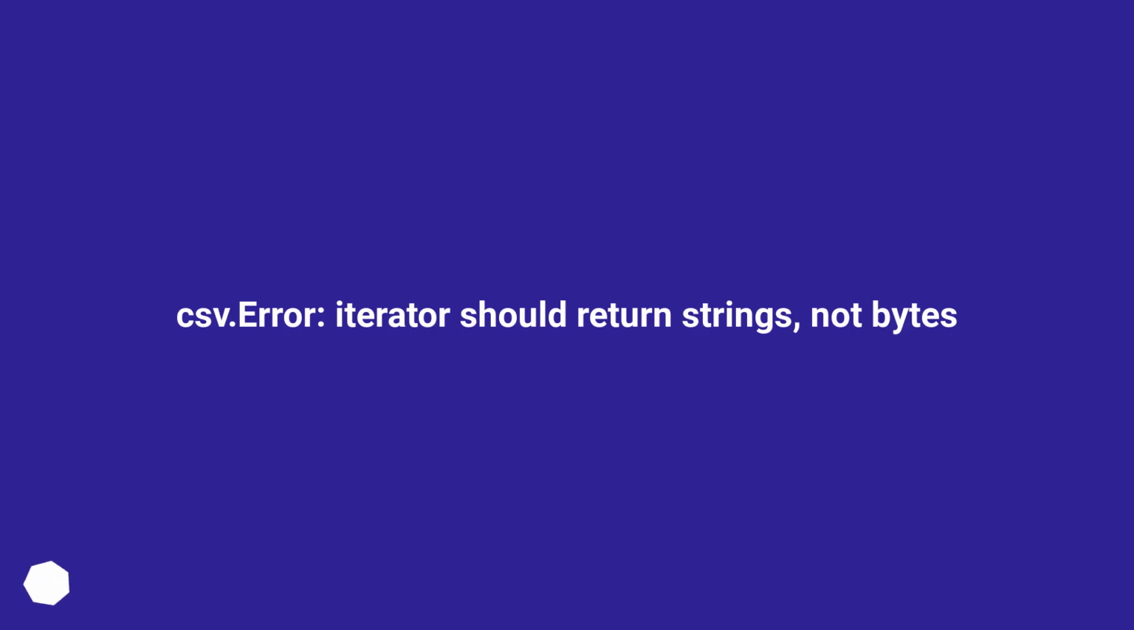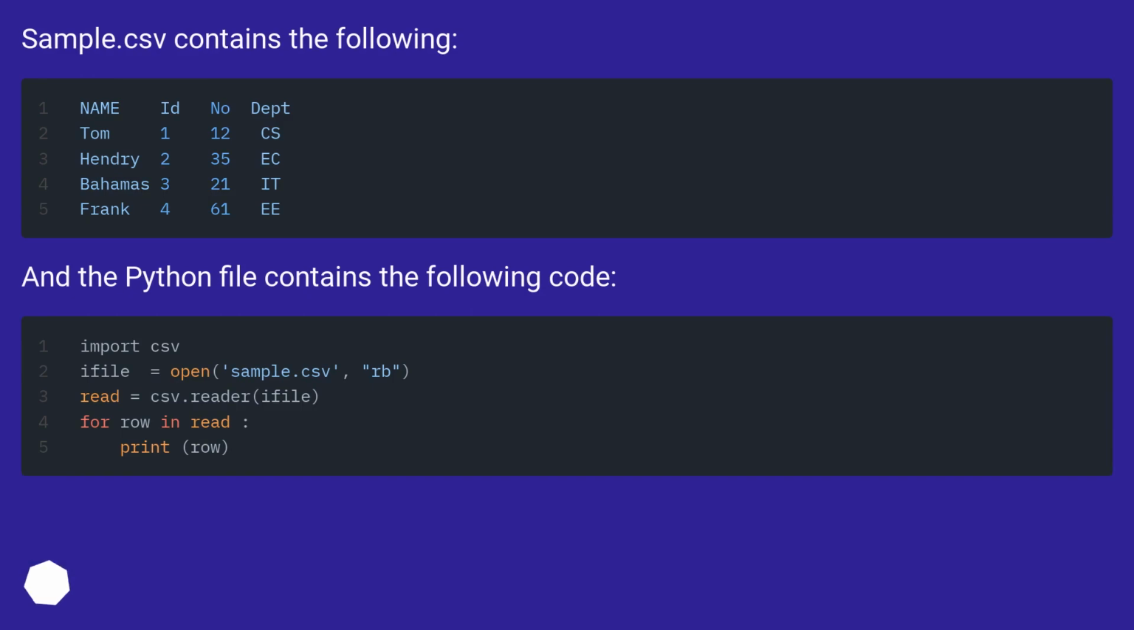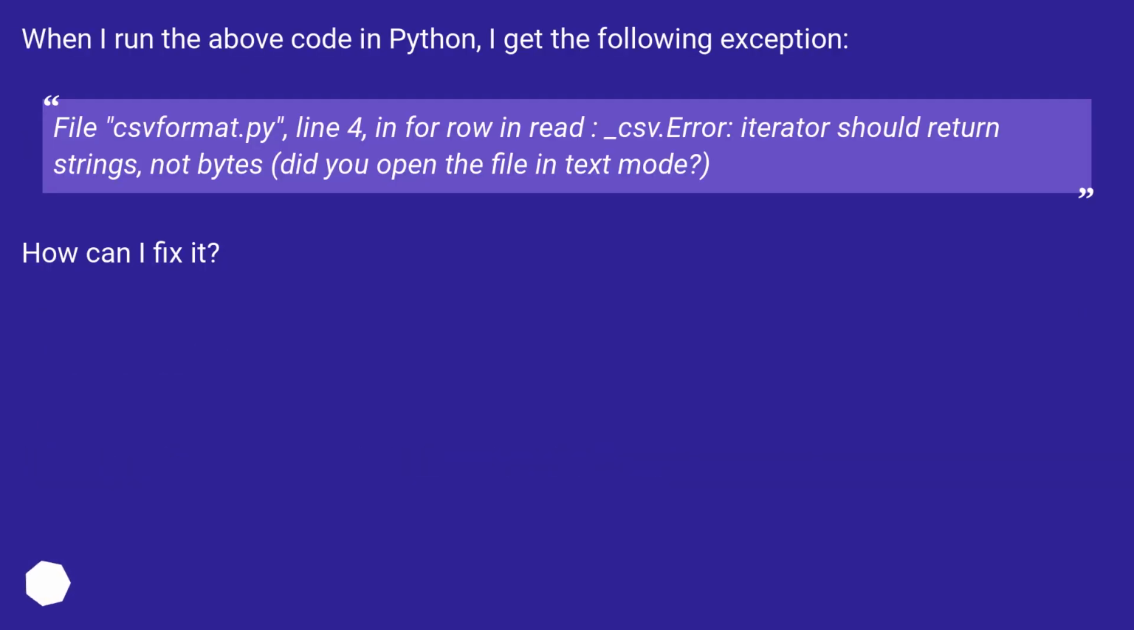csv.Error: Iterator should return strings, not bytes. Sample.csv contains the following. And the Python file contains the following code. When I run the above code in Python, I get the following exception.